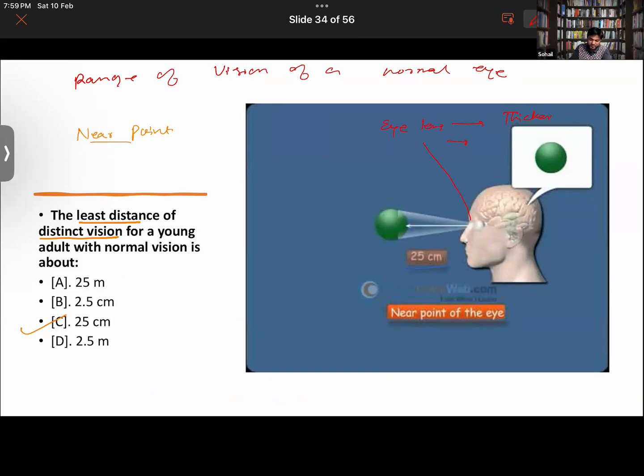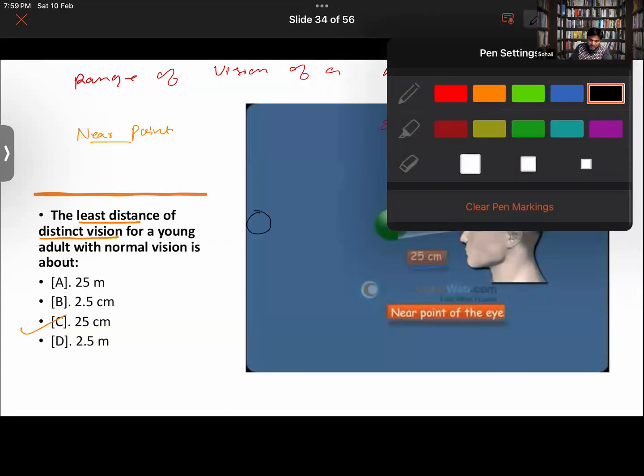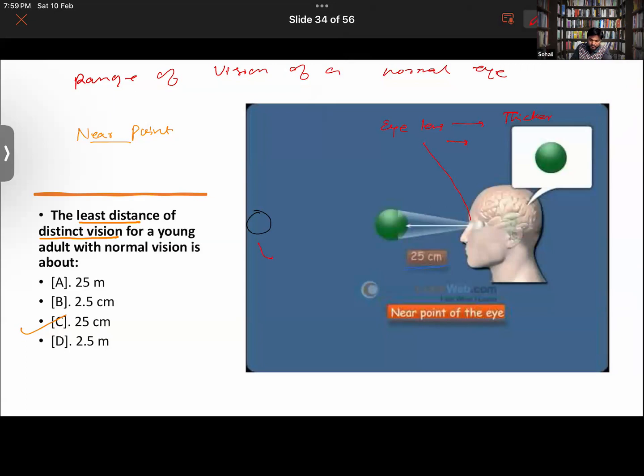And suppose this object were to be placed very far away, suppose here. In that case, what will happen? The ciliary muscles will get relaxed, the lens will become thinner, and there will be less converging power. Is that clear to everyone?